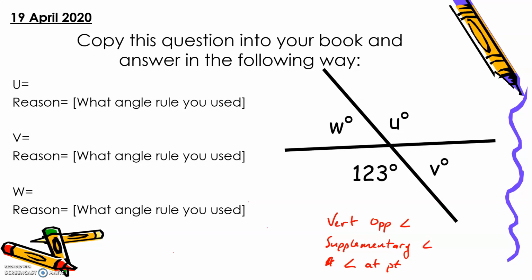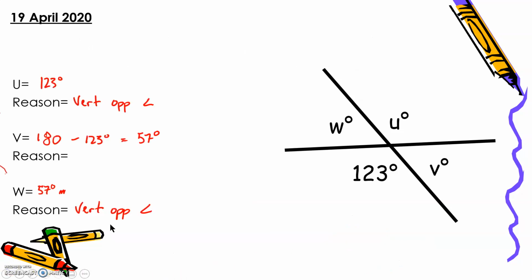Alright, I'm presuming now that you've paused the video, you've had a crack at this, you've got a reason for each one. Let's see how you got on. Okay, so these are my answers. U was 123 degrees. V was 57, as it's supplementary with U. Oh, I didn't give a reason there. I should say supplementary angle with 123, and W is equal to 57 as well, vertically opposite V.